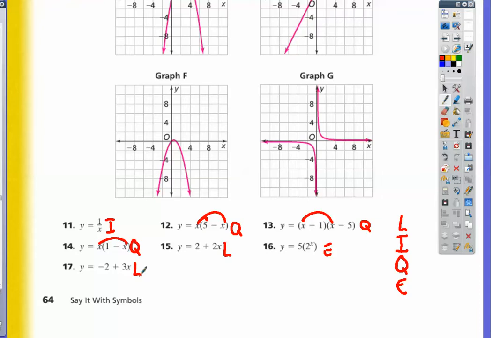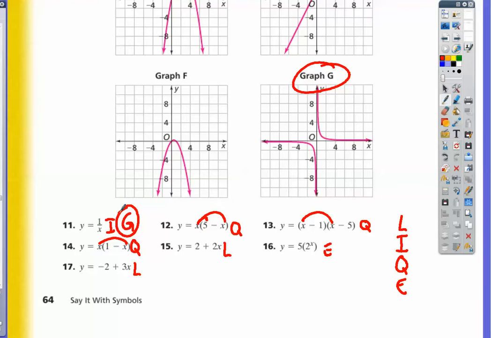I only have one inverse relationship. I only have one inverse graph right here. And I know this is inverse because I have no y-intercept anywhere. These curves never actually touch the axes. So I know 11 has to match a G.